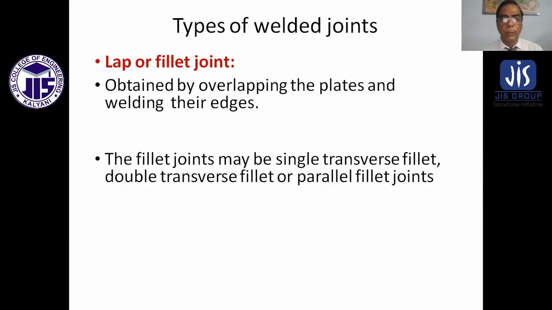Types of welded joints. Lap or fillet joints are obtained by overlapping the plates and welding their edges. The fillet joints may be single transverse fillet, double transverse fillet, or parallel fillet joints.